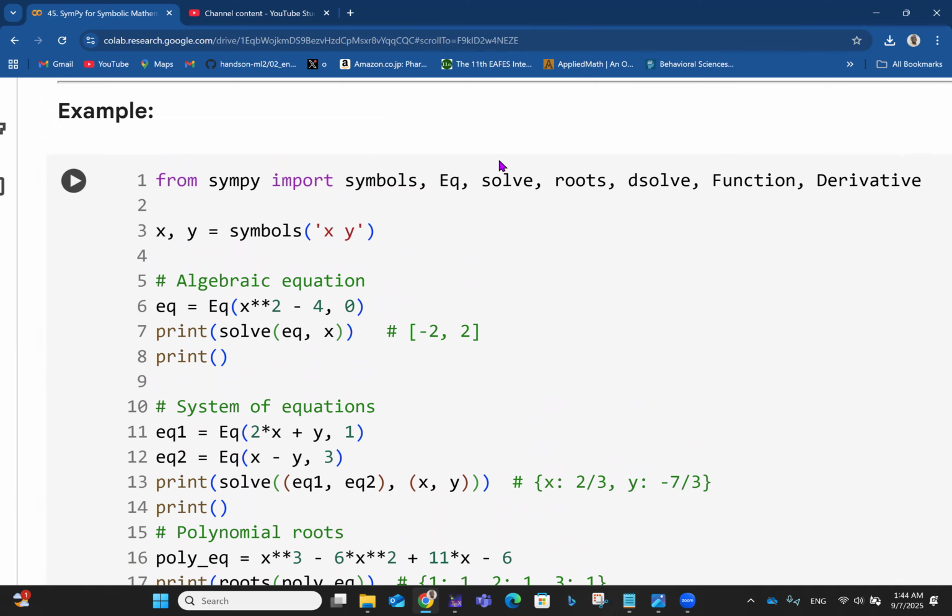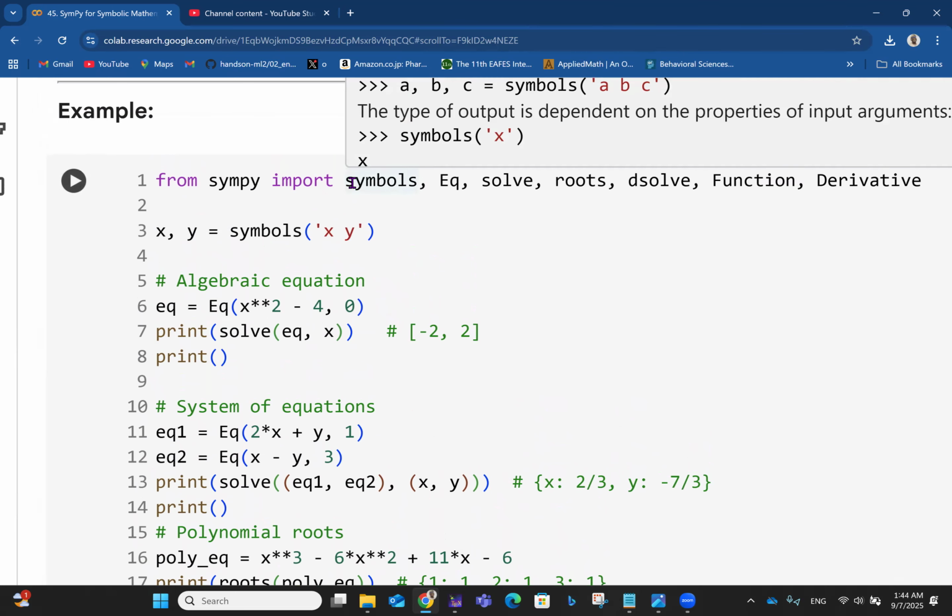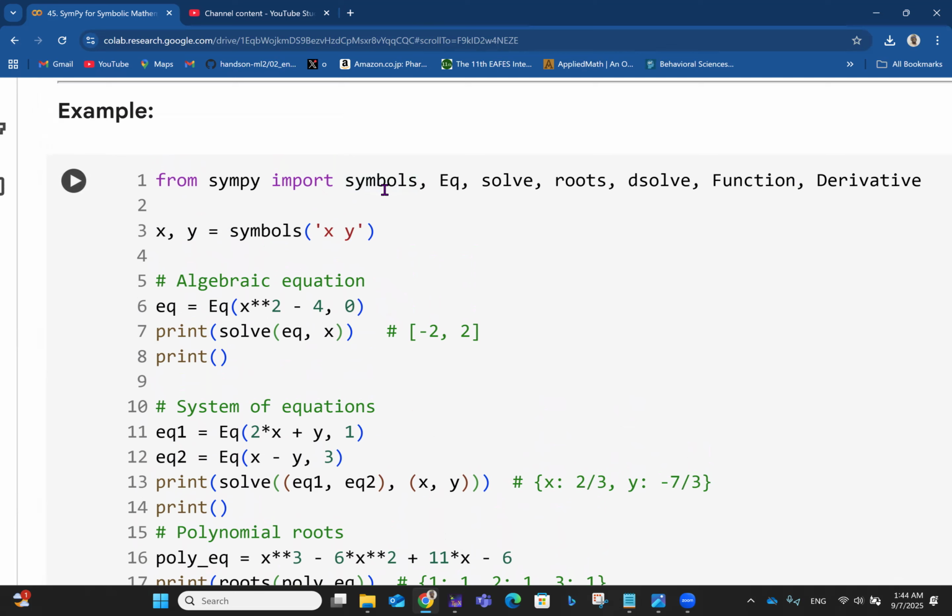So first of all, because we are looking for roots now, of course, anytime we're working with SymPy, you always need to import symbols. The type of output is dependent on the properties of the input argument. So symbols, you are going to declare that. Then you have Eq, that's for equation. You have solve, you have roots, you have dsolve, you have Function, and then you have Derivative.